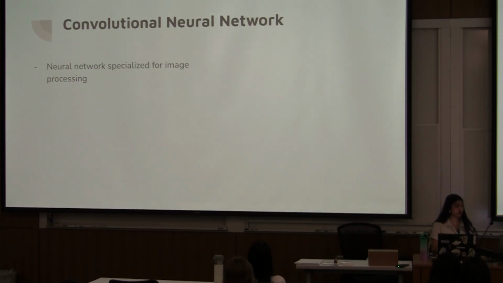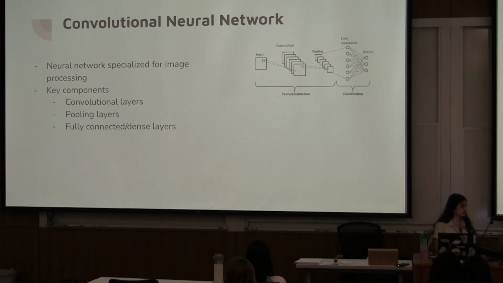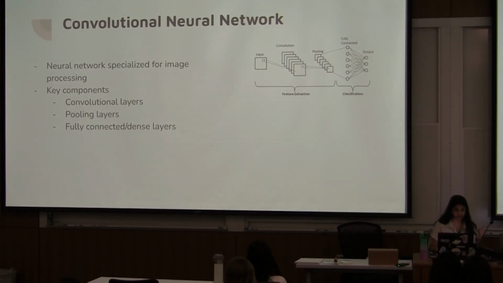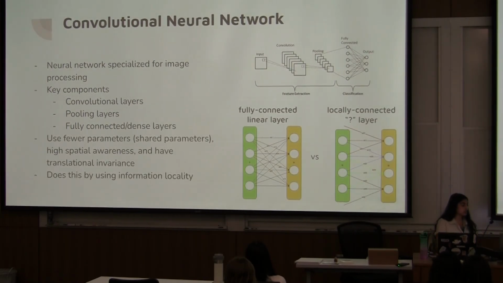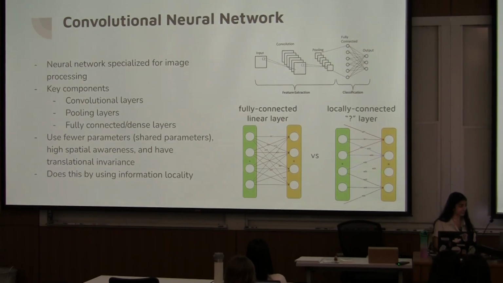So let's get into convolutional neural networks. These are neural networks that are specialized for image processing, and they have everything we're looking for. The key components are convolutional layers, pooling layers, and fully connected or dense layers. We'll get into all of those later. Basically, a CNN has fewer parameters because it shares parameters, which we'll learn about in a second. It has very high spatial awareness and has translational invariance.